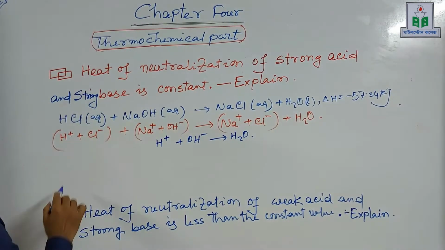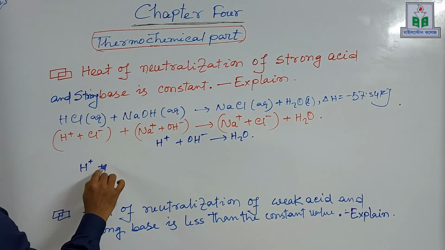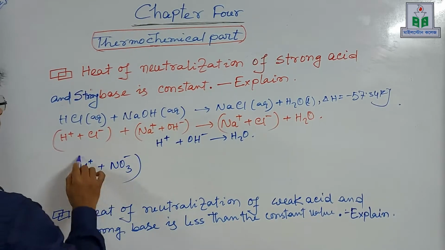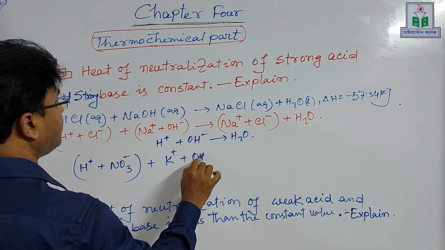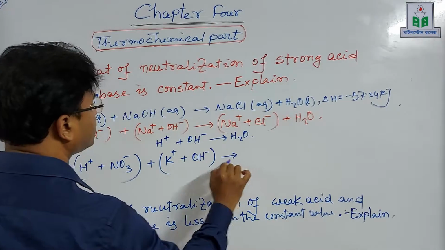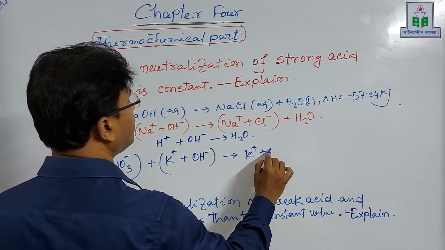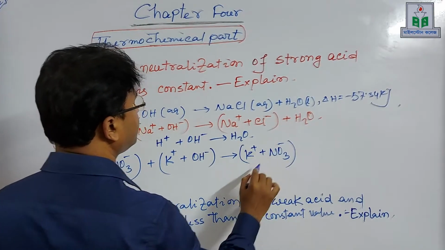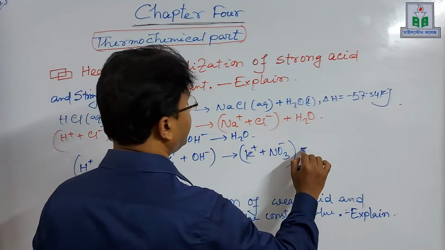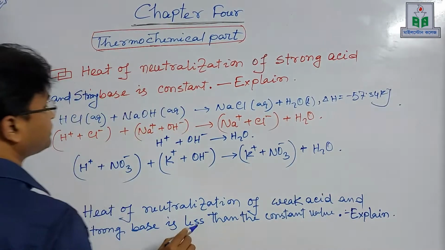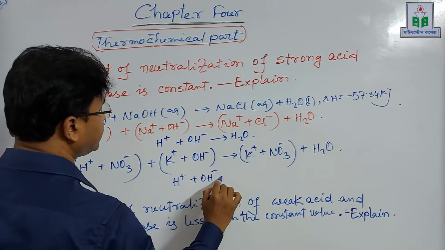And again, if I consider nitric acid, it ionizes in the aqueous solution to produce hydrogen ion and nitrate ion, and potassium hydroxide ionizes in the aqueous solution to produce potassium ion and hydroxide ion. Here also potassium ion and nitrate ion exist in the reaction system as spectator ions. I mean, they don't take part in the chemical reaction. Only hydrogen ion and hydroxide ion combine together to produce water. Here also 1 mole water formation reaction occurs.